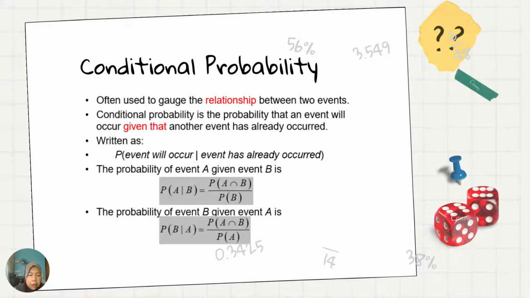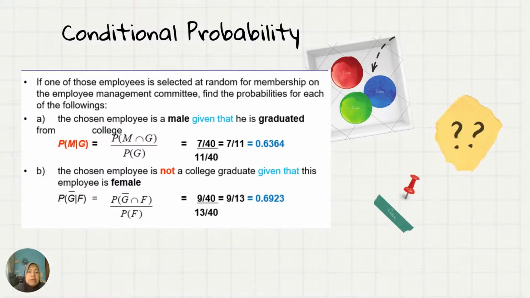So we can write it like this, in a mathematical statement. The probability of event A given event B. The event that has already happened sits at the back. So let's say event B given event A means A happened first. So you have to make sure you write it the correct way. Now using the same example as just now, membership of the employee management committee, which handles employee welfare and so on.